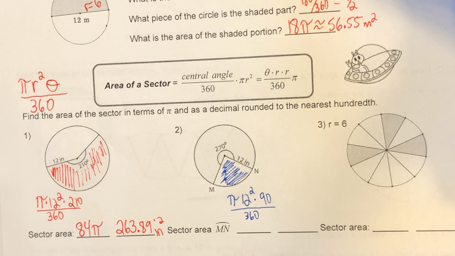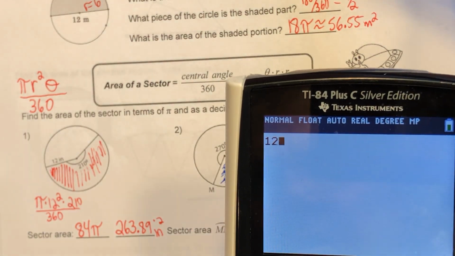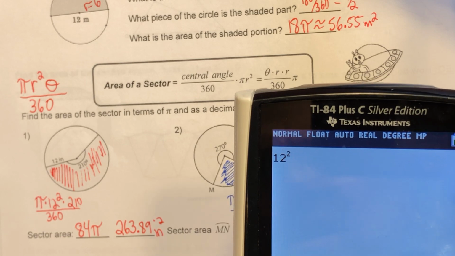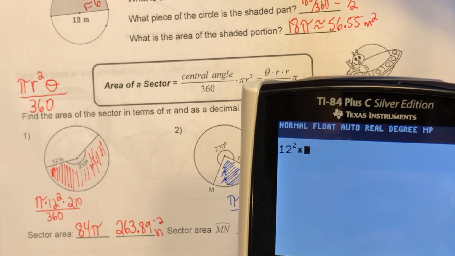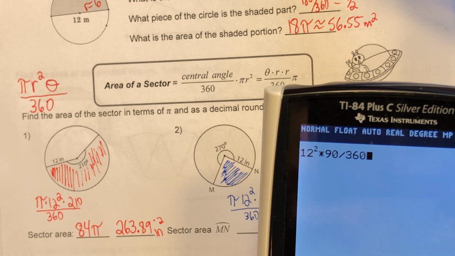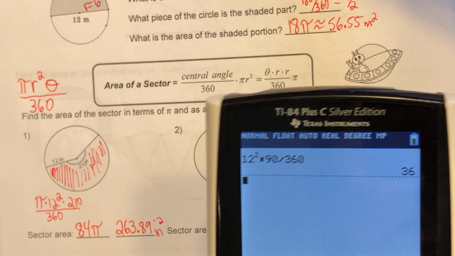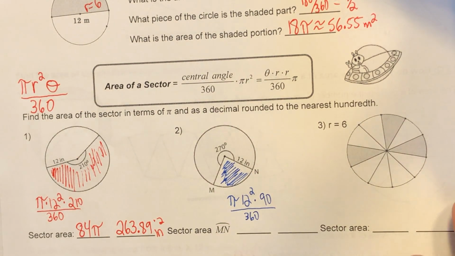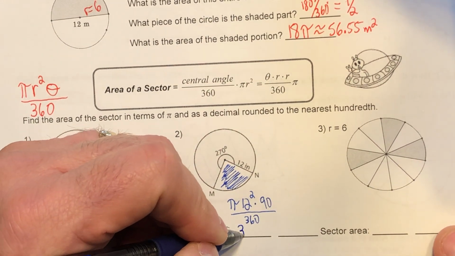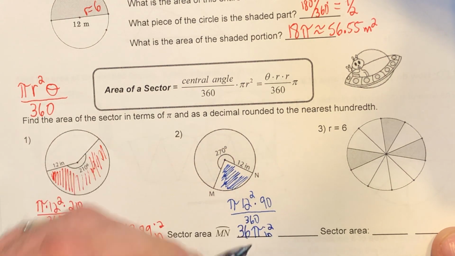They want it exact. So that means I'm going to go 12 squared times 90 divided by 360. All right, and when I hit enter, 36. And put pi after that. So 36 pi is that value. Obviously, we're still in inches, so inches squared.